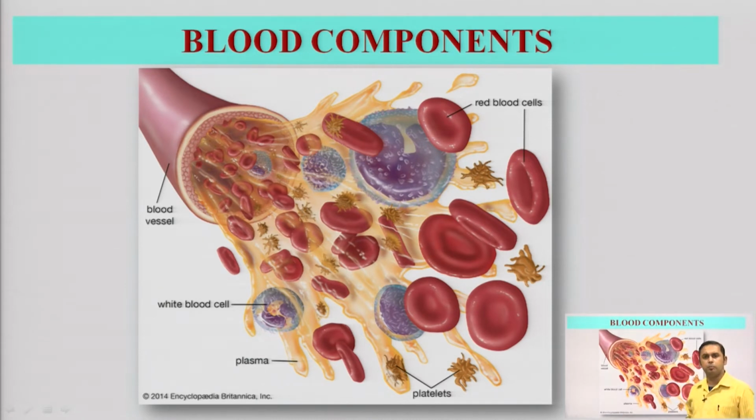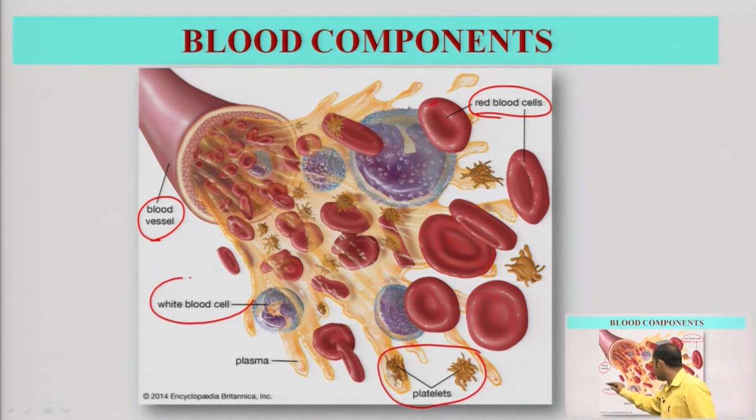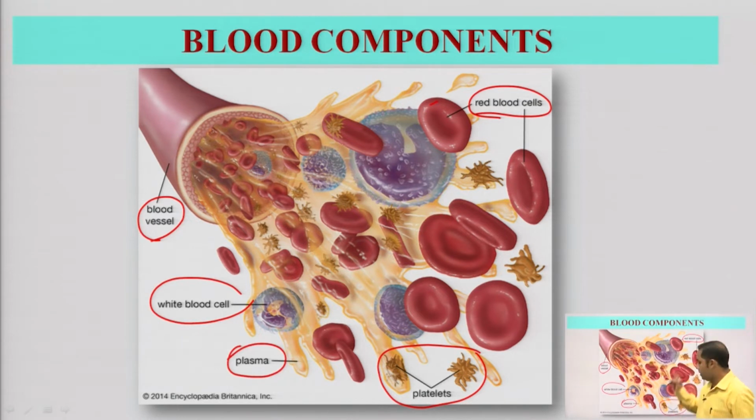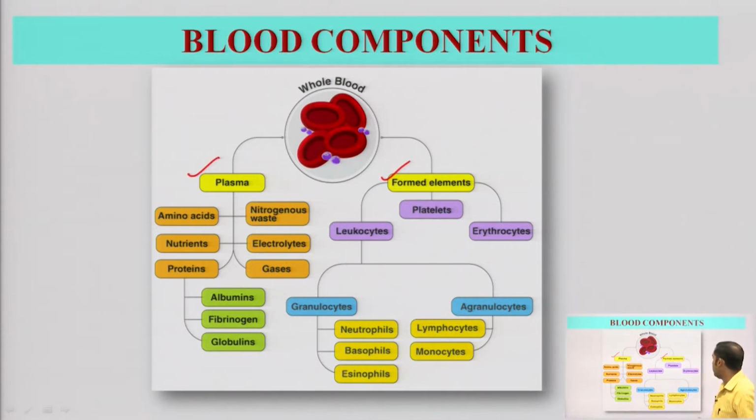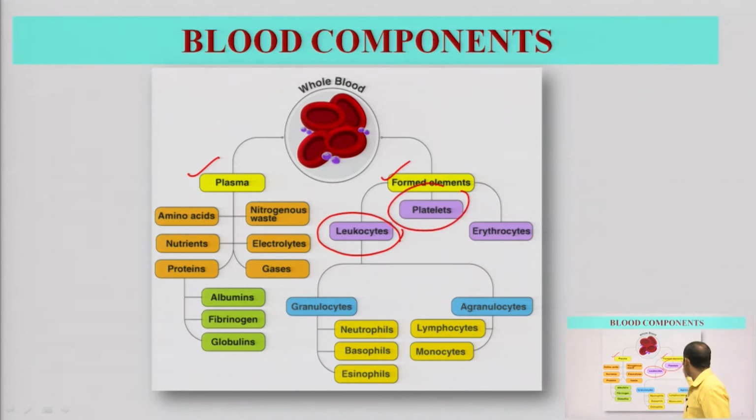Here you can see a very interesting picture. This is your blood vessel, artery, vein, whatever. If you see in detail, you will be able to see the red blood cell, simply we call it an RBC. Then you will find some platelets, white blood cells and plasma. If I zoom in more, in the classification, this is your whole blood, you have plasma and you have some formed elements: leukocytes, platelets, erythrocytes.